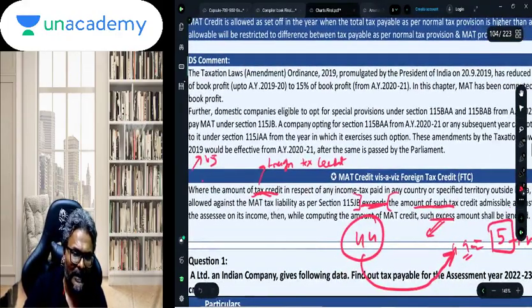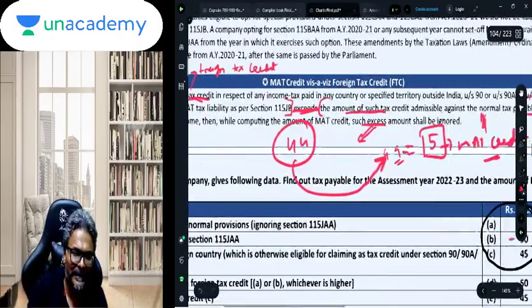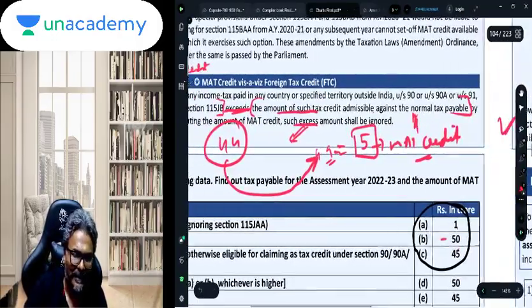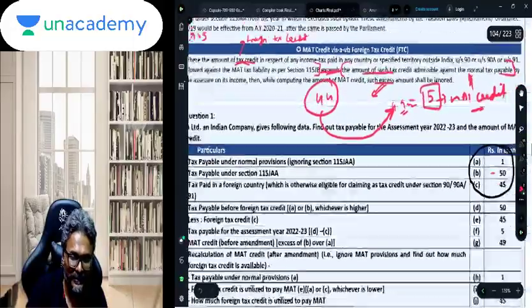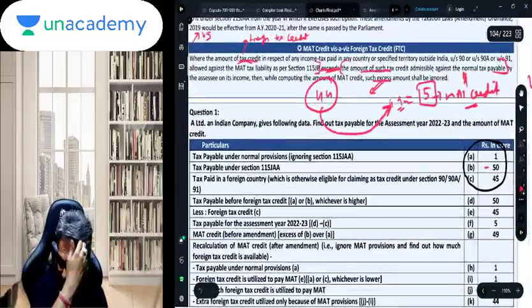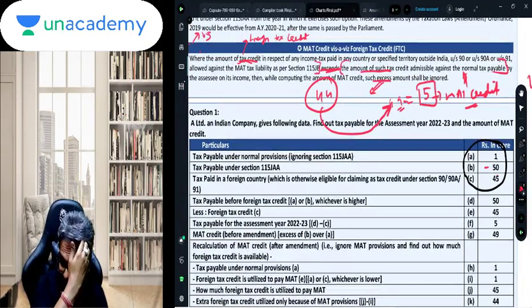Now there is a concept of MAT credit and the foreign tax credit. Before going to this particular provision, this is a unique thing, students, yet to be tested. Just keep it in mind, you never know, it can be asked here, and if it is asked, nobody will be in a position to do this.